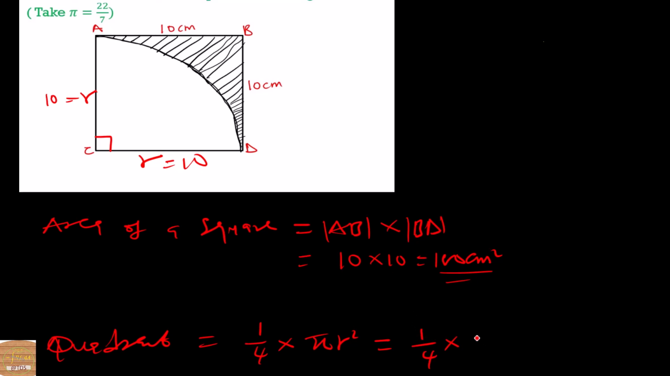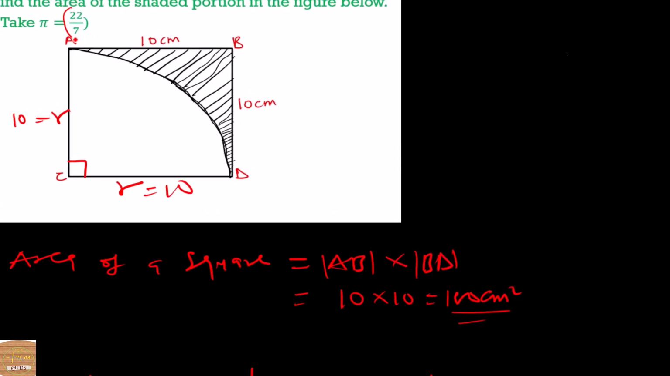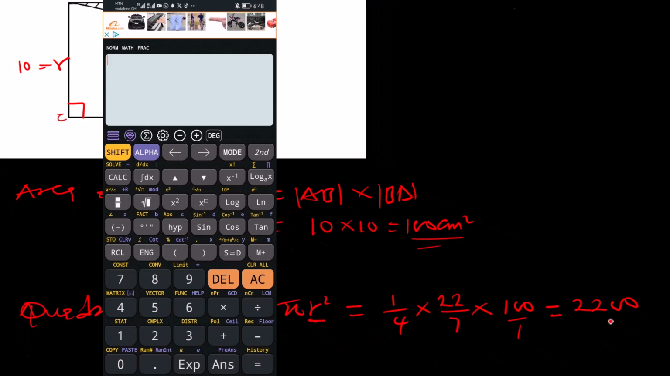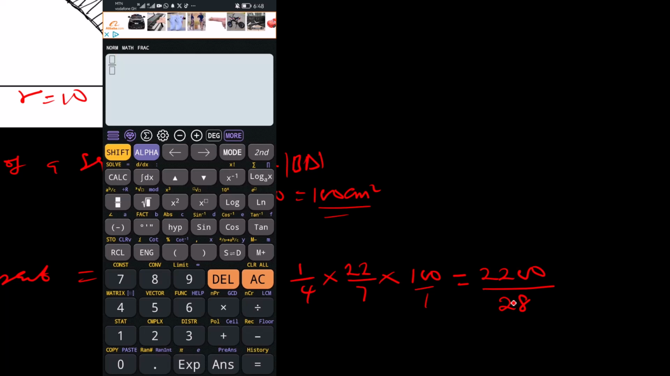So this one will be 1/4 times pi, which has been given as 22/7, times the radius, which is 10, so 10 squared is 100, over 1. So this one will be 2200 over 28, and 2200 over 28 will be 78.57.